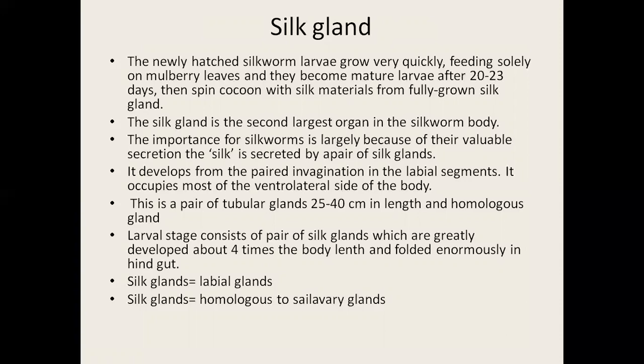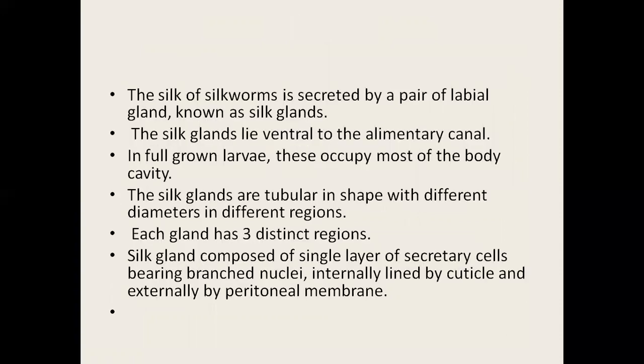The importance of silkworm is largely because of their valuable secretion, the silk, which is secreted by the silk glands. So silk glands are labial glands. Silk glands are also homologous to salivary glands. Silk is secreted by a pair of labial glands known as silk glands. The silk gland lies ventrally to the alimentary canal. In fully grown larvae, these occupy most of the body cavity.